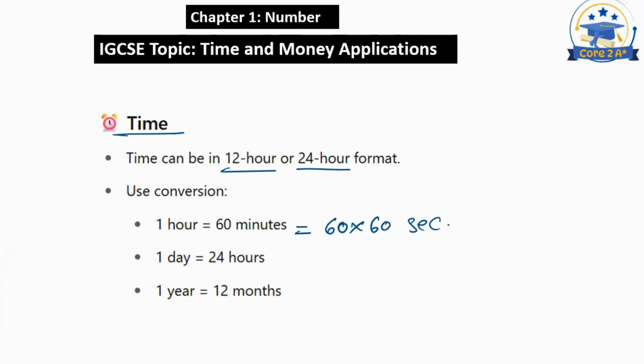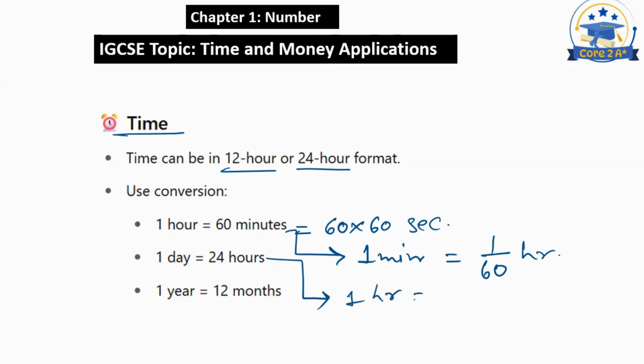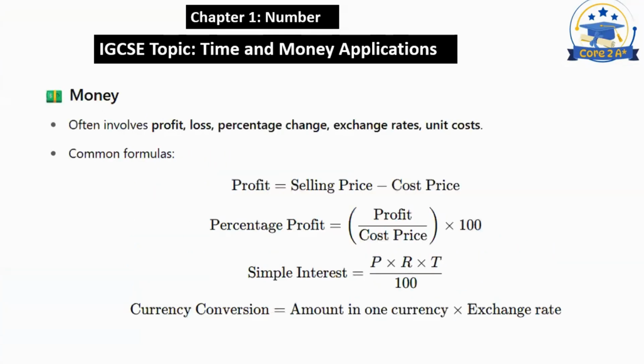And suppose the question is asking, in 1 minute, how many hours? So how much would it be? 1 over 60 hours, right? Similarly, in one day we have 24 hours, then 1 hour equals 1 upon 24 days. That's how you can find the year, and you can even convert 1 year into hours, minutes, seconds. If you want a separate video regarding that time conversion, then please let me know.